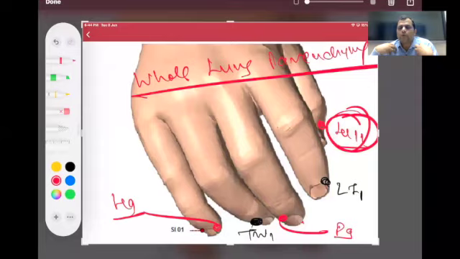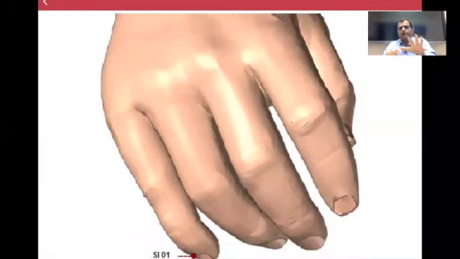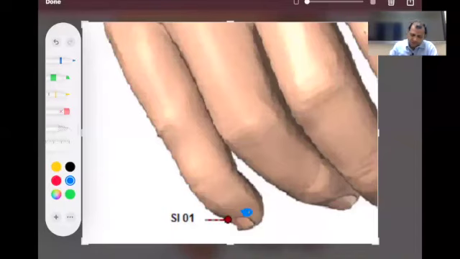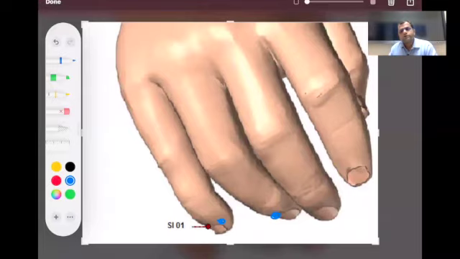But I will tell you one thing. Take all the fingers, and you can press both sides, either this side or that side. Then you will ask why the other side? Because if you study different authors, some authors have taken the Jing-Well point here, and some other authors have taken here as well. Some author has taken this side, some author this side.